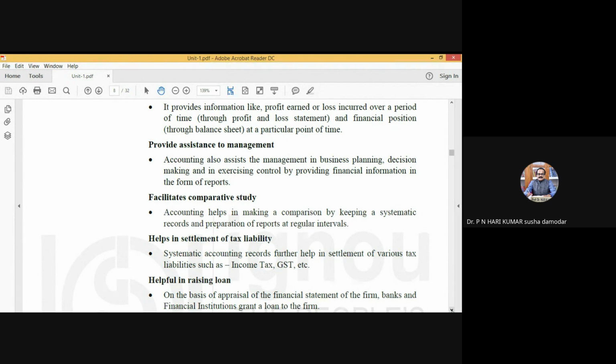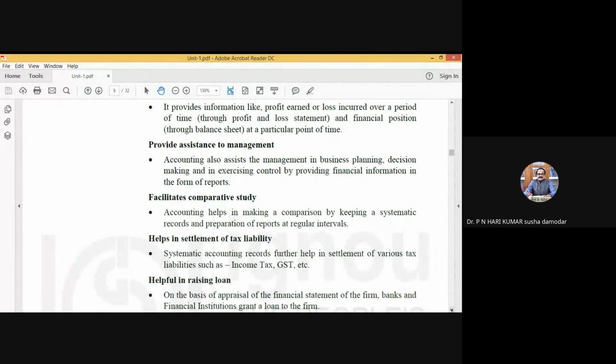Helps in settlement of tax liability. Tax is paid on the basis of the profit generated by the organization. Whenever an organization has profit, as per the result of the accounting system, the organization has to pay the tax. So accounting information clearly indicates whether such organization is running at a profit or loss. So accounting helps the settlement of tax liability.